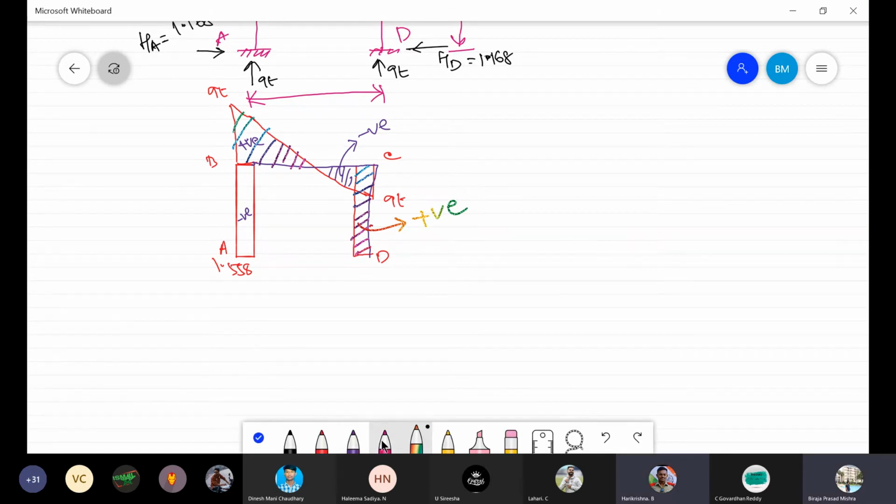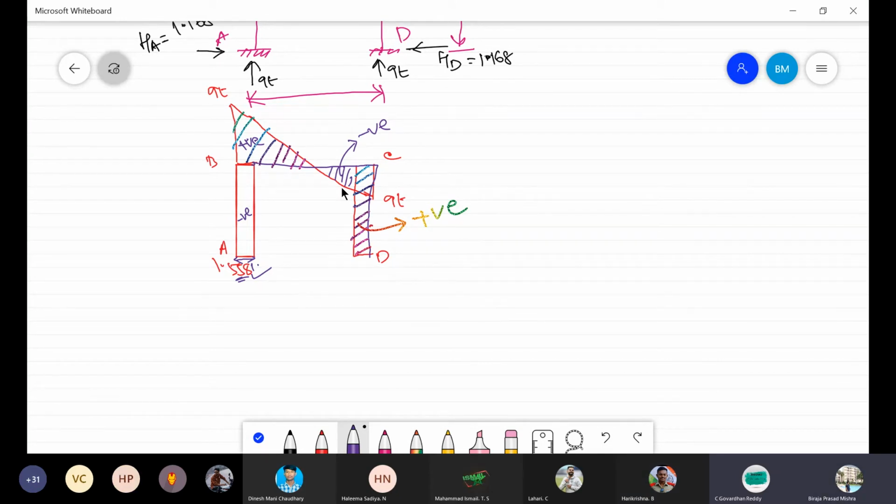Sir, one doubt, sir. How to take that column width, sir? Column width? This is only 1.558. No, this is not column width. This is 1.558. Okay, 1.558. That one. BC also.